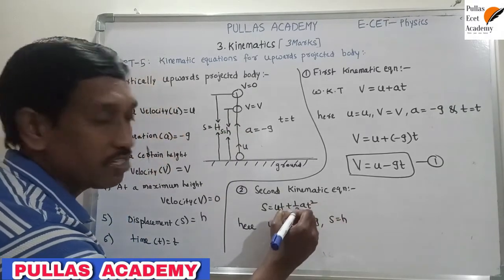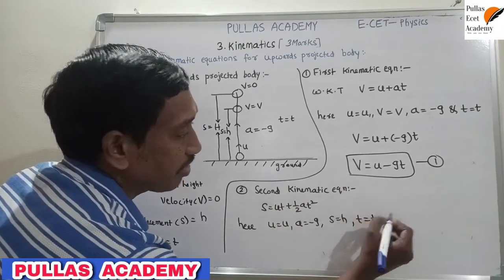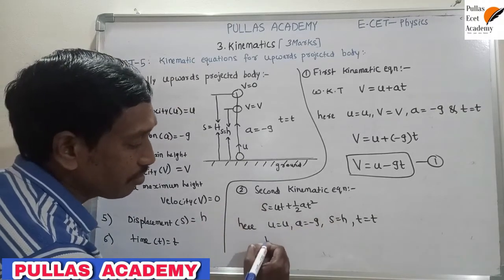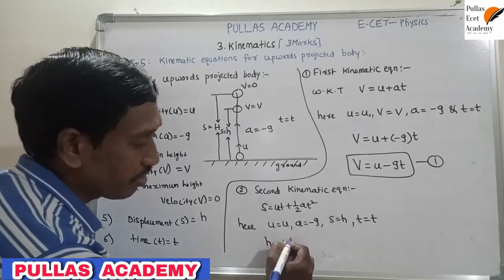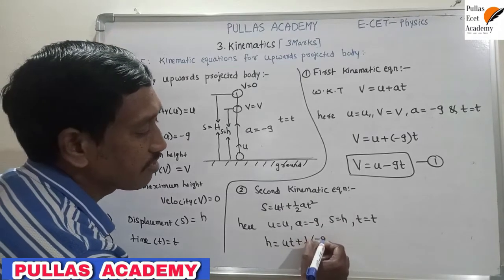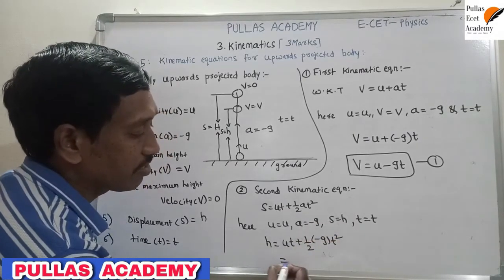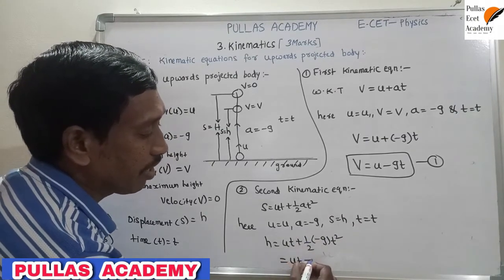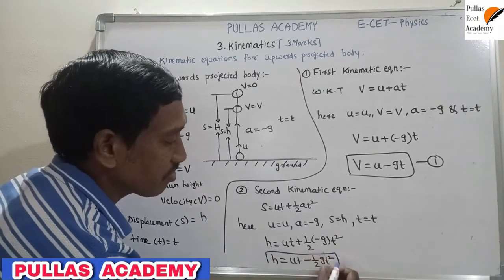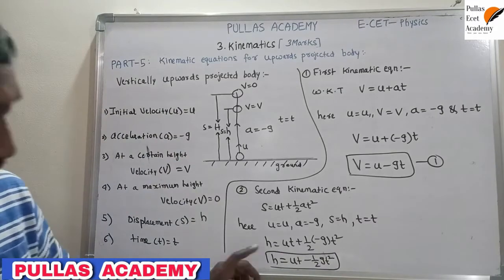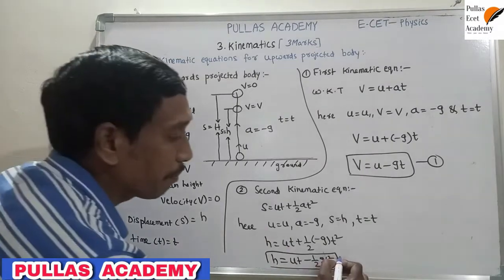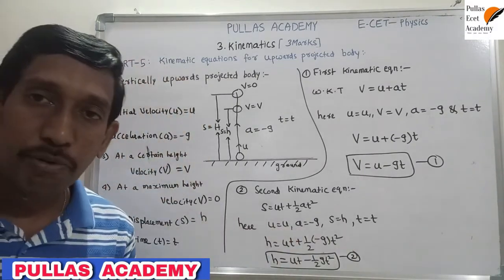And one more quantity: the time taken, that is t. If you substitute all these values in the equation, instead of s write h, instead of u write u, instead of t write t, and in place of a write minus g, into t square. Then it becomes ut plus half into minus g t square. This expression gives the height. h is equal to ut minus half gt square. This is the second kinematic equation for an upwards projected body.